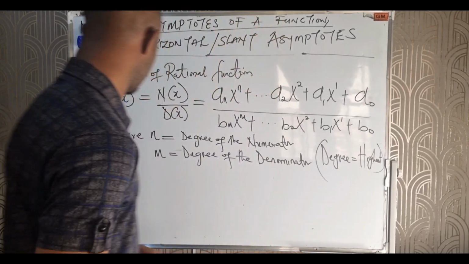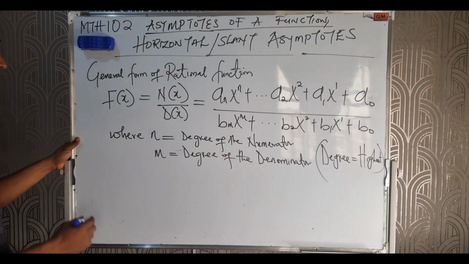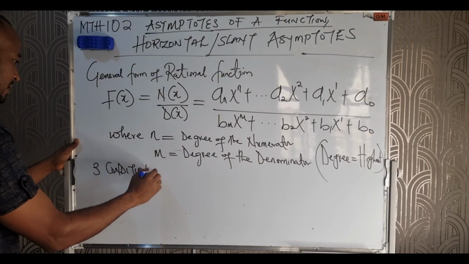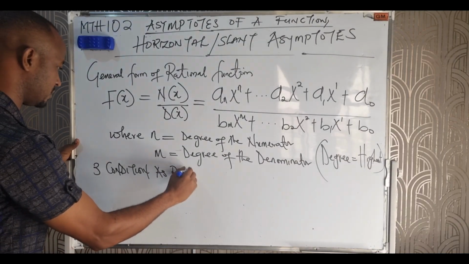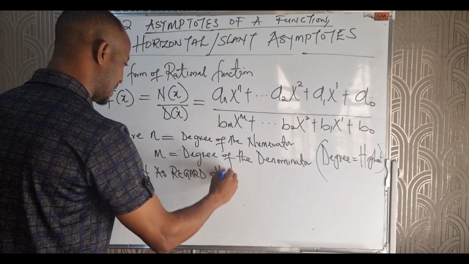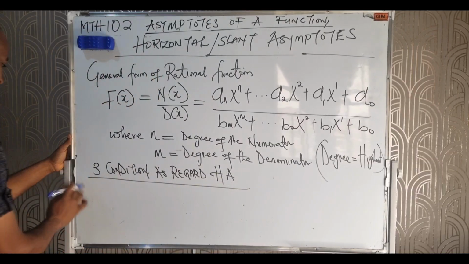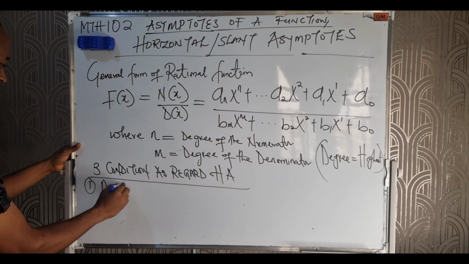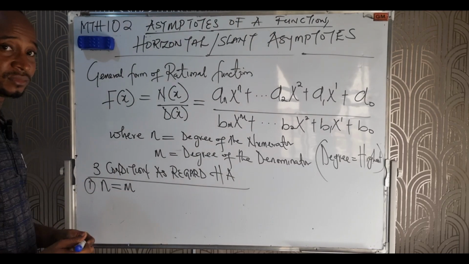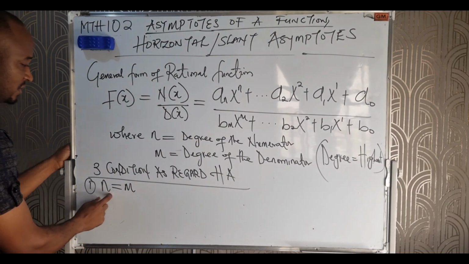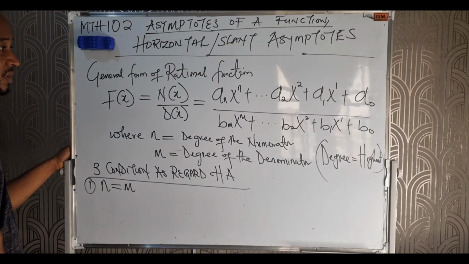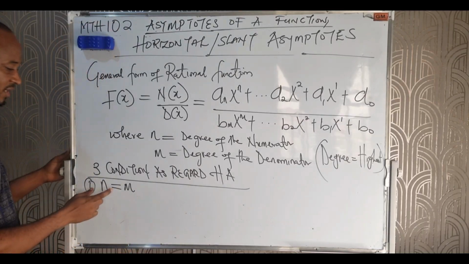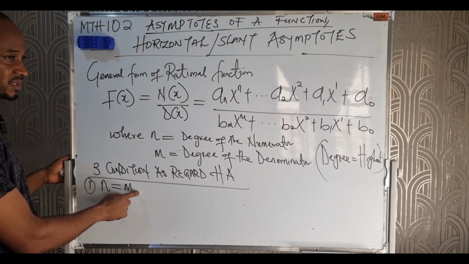Now let's look at the three conditions as regards horizontal asymptotes. The first condition is, number one, when the degree of the numerator is equal to the degree of the denominator. When the degree of the numerator is equal to the degree of the denominator, how do we find the horizontal asymptote?